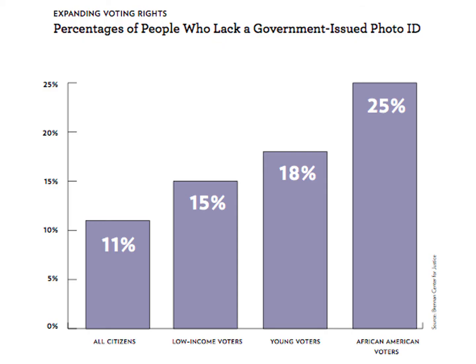Again, the question of disproportionate punishment comes up in regards to voter ID. If we take a look at this graph, you can see that of all citizens, 11% of that population does not have a government-issued photo ID. However, if we look at some of those populations that we discussed earlier, we have low-income voters, young voters, and African American voters who have much higher percentages of their populations without voter ID. For example, 25% of African American voters do not have a government-issued photo ID.